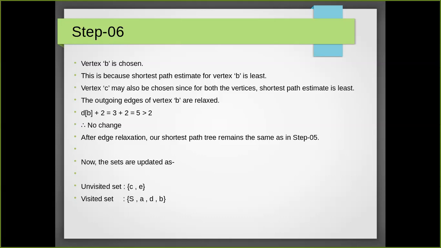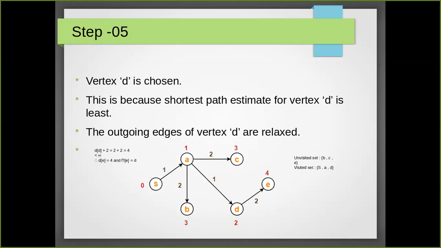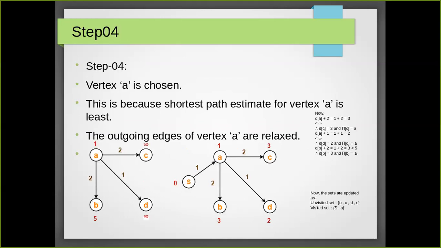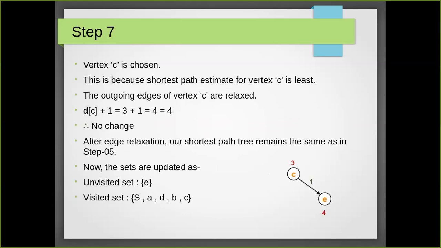Now when I'm calculating dB, with the knowledge of D, it will not affect because I don't have a connected component. So for dB, there is no change. So I add B also to the visited set.